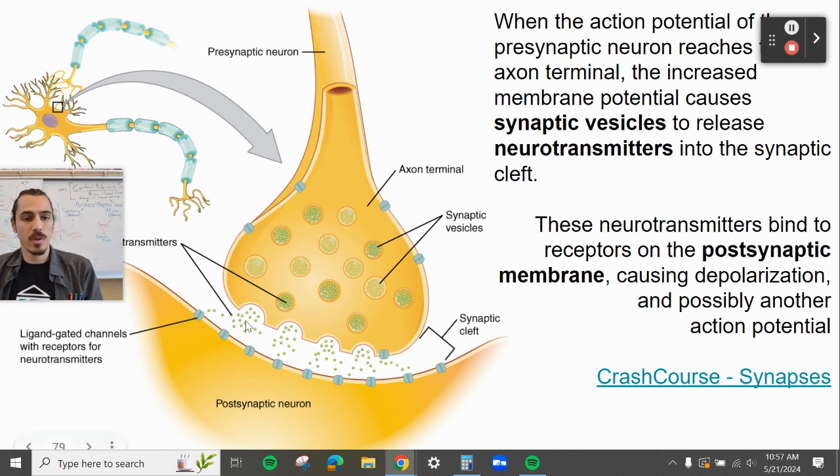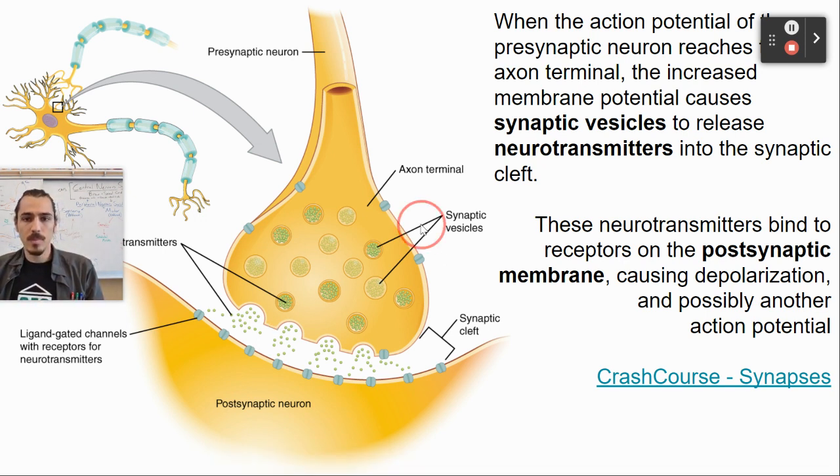Now, it is important to note that the effect of that neurotransmitter could either be excitatory or inhibitory. So it could make it more likely that an action potential is going to happen in that cell, or less likely. And there are all sorts of different neurotransmitters like dopamine, serotonin, GABA, glutamate, and they all have different effects. Watch this video if it makes more sense there.